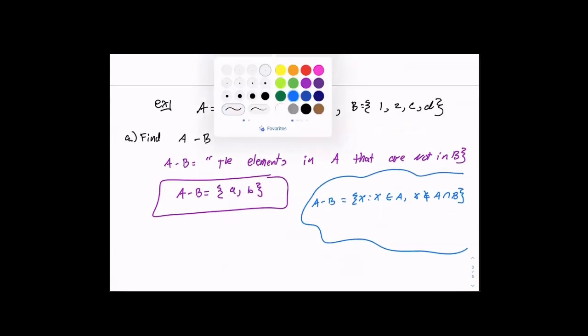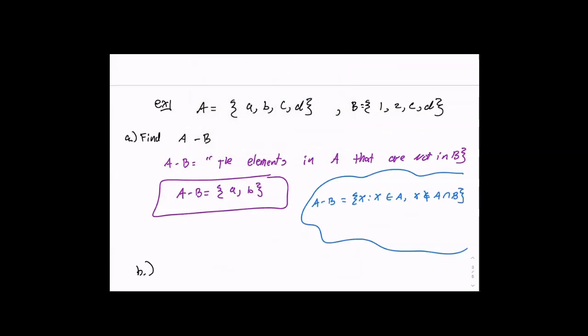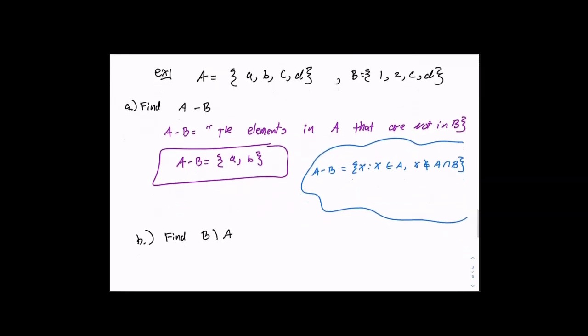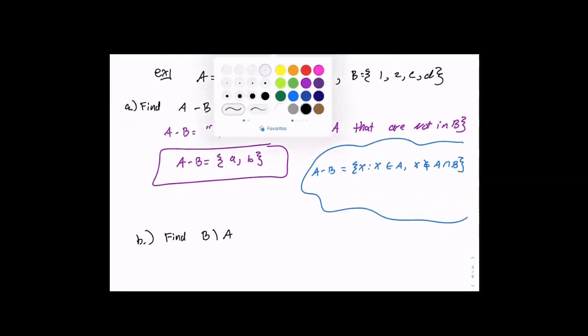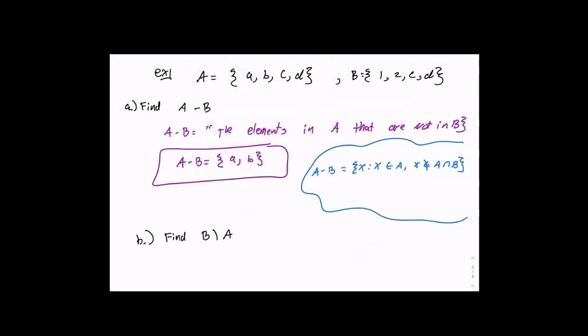Let's try another example. Find the difference between B and A. So A has A and B, and B has 1 and 2. Okay, so what is in B that is not in A? 1 and 2.